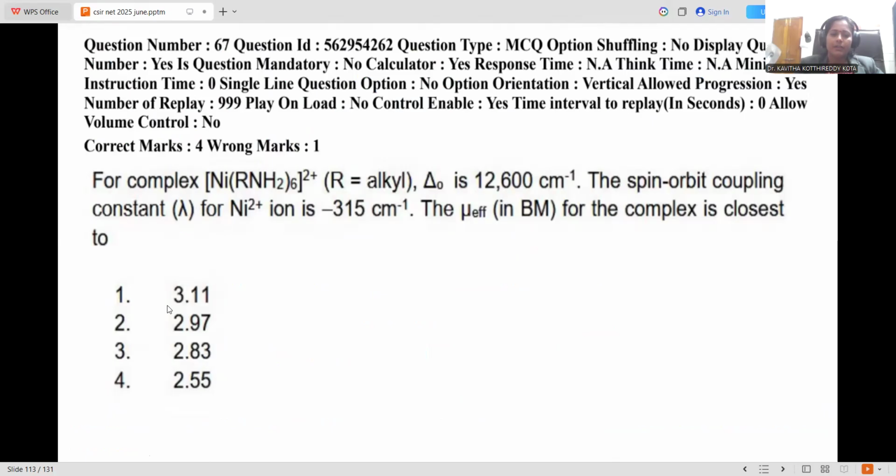Let me see where it is located. That is very close to option number 1. For question number 67, option number 1 will be the right answer. Hope you got the answer. This is a question taken from inorganic chemistry, coordination compounds. An octahedral coordination compound with nickel was taken and the magnetic property calculation was done. Mu effective is calculated by taking the spin only value, the crystal field splitting value and the spin orbit coupling as well. If you substitute all the values, you get mu effective as 3.11 Bohr magnetons. For question number 67, option number 1 is the correct answer.